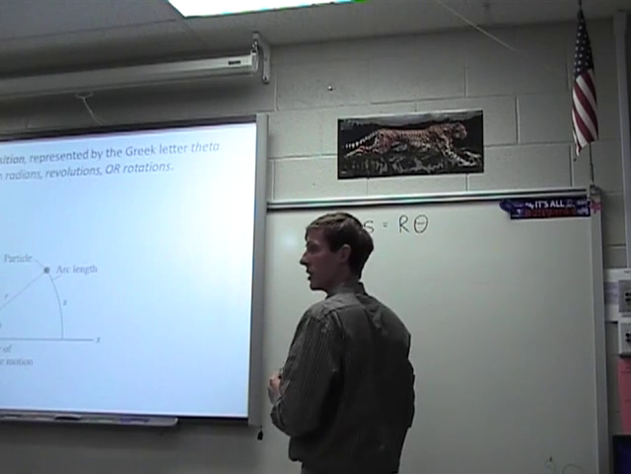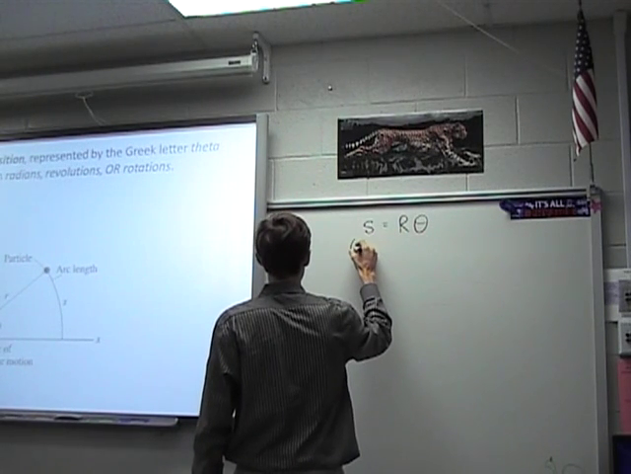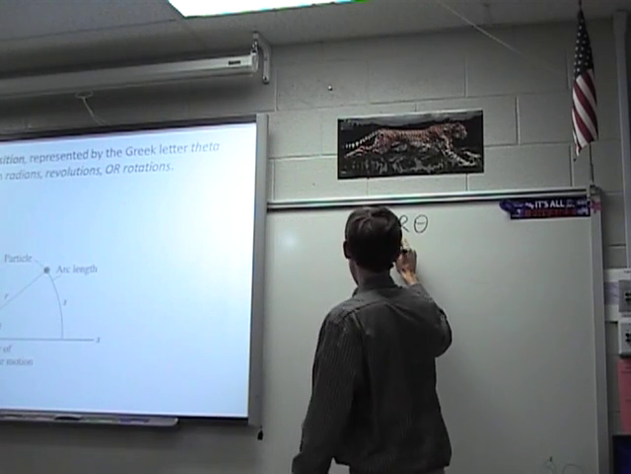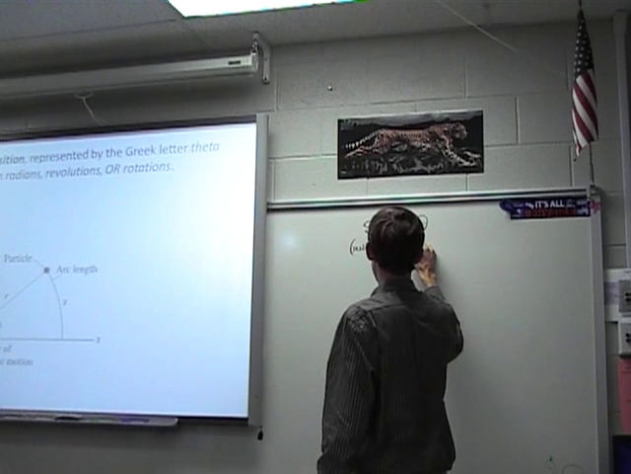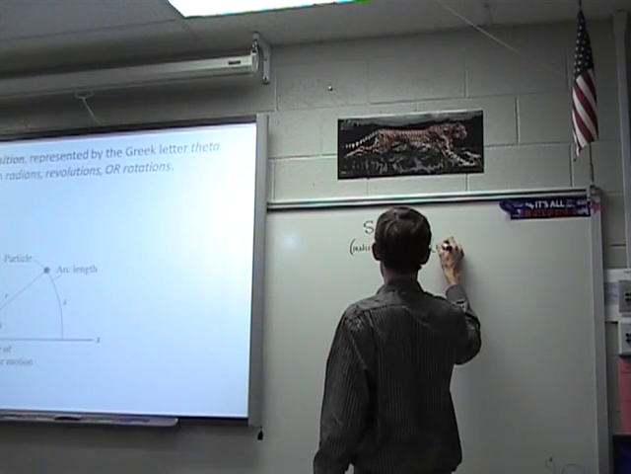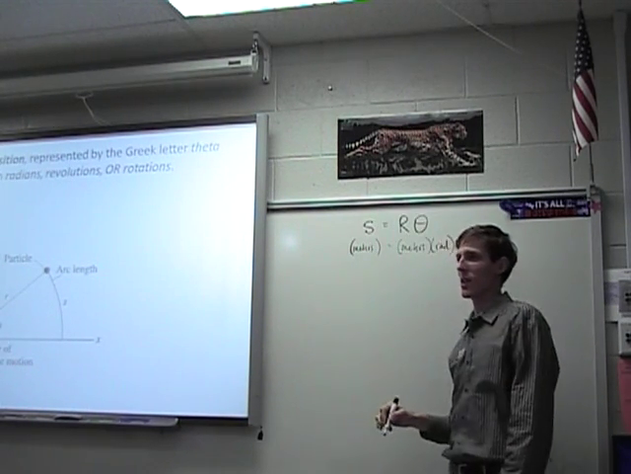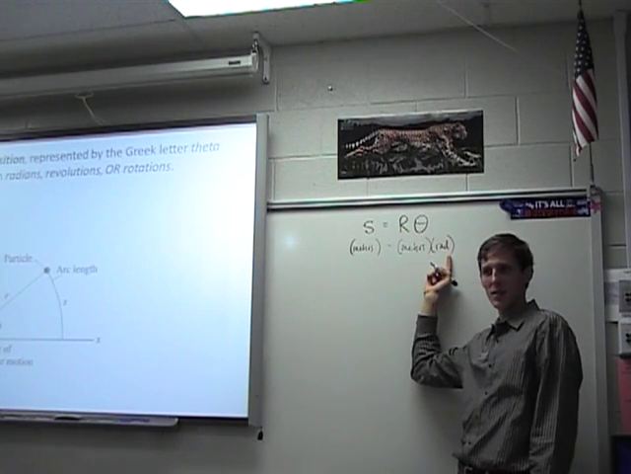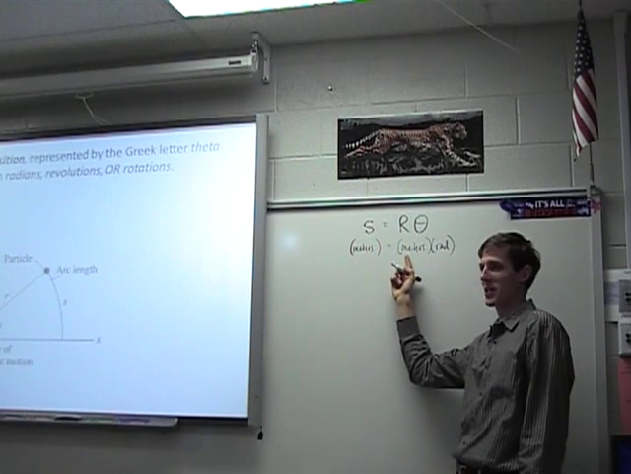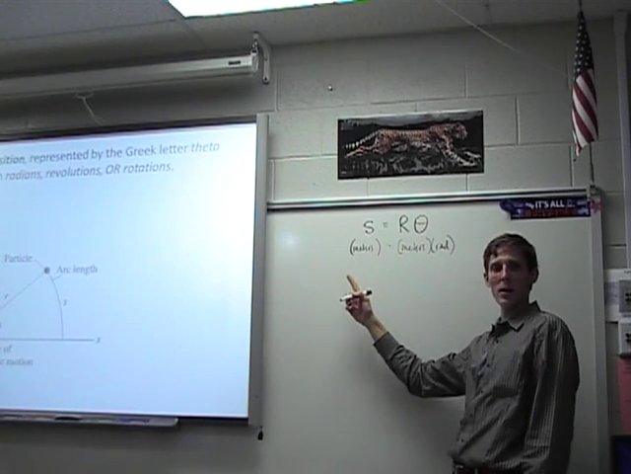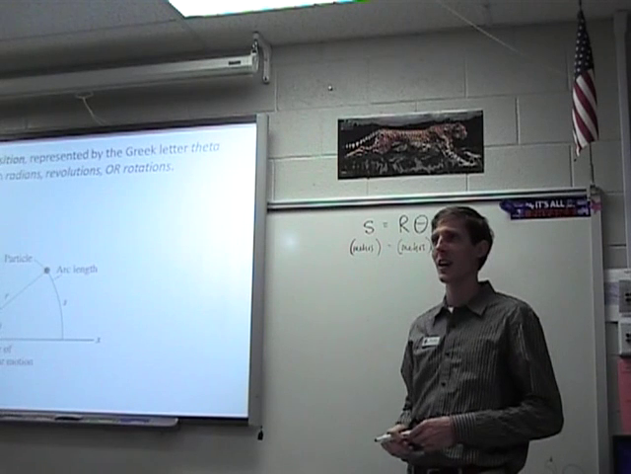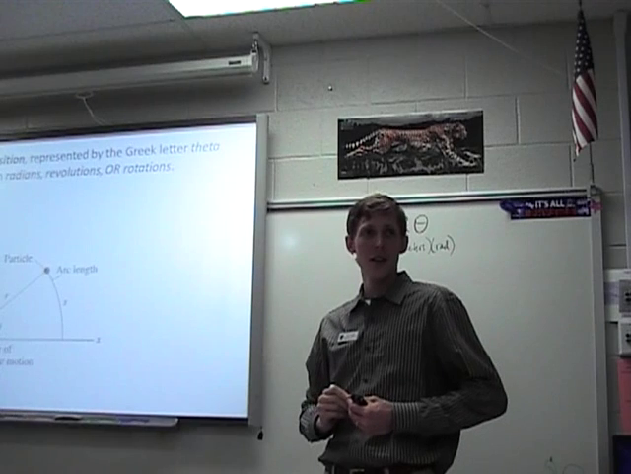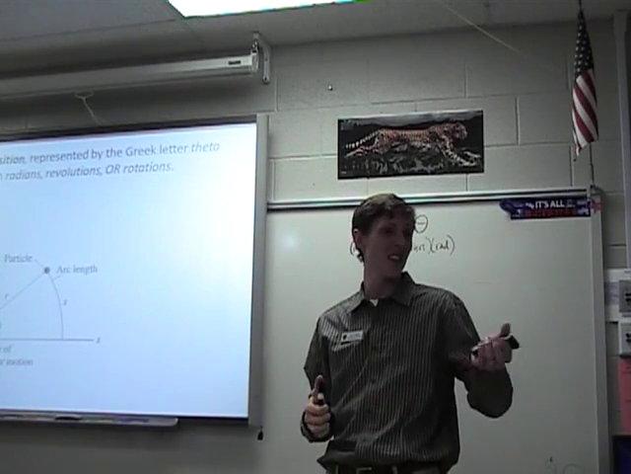S is measured in what? Meters. That's my arc length. R is measured in meters. Theta is measured in radians. That's what I meant when I said radians is not a unit. It's like a degree. S is not measured in meter radians. It's just measured in meters. Radians is kind of like the degree.